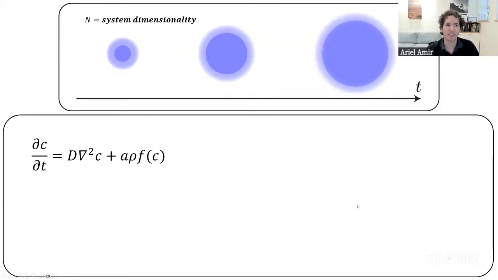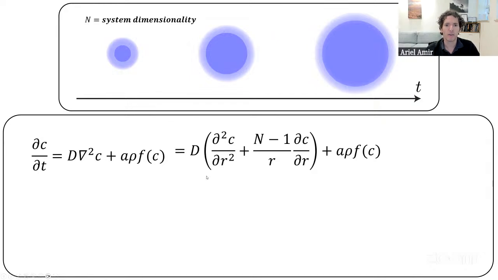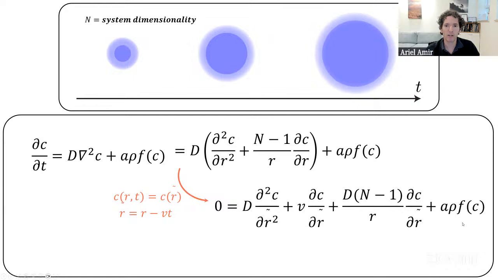Okay, so let's analyze this in the simplest scenario of spherical symmetry. So let's say I have a system with dimensionality capital N, and if I switch to radial spherical coordinates and guess a traveling wave ansatz, I will now get an ordinary differential equation that takes the following form. And you see that the only place where dimensionality enters is in this third term here. And you'll notice that it has a similar form to the second term, but there is an extra 1 over r in front of the first derivative. And that tells us something quite intuitive.